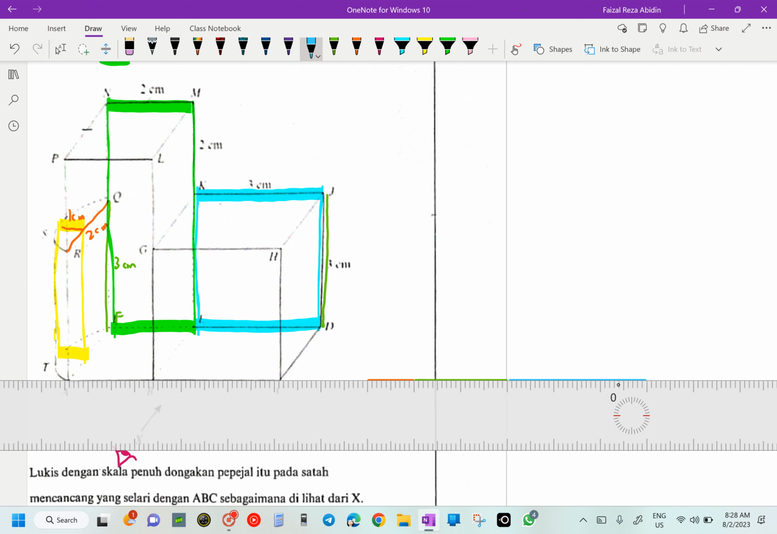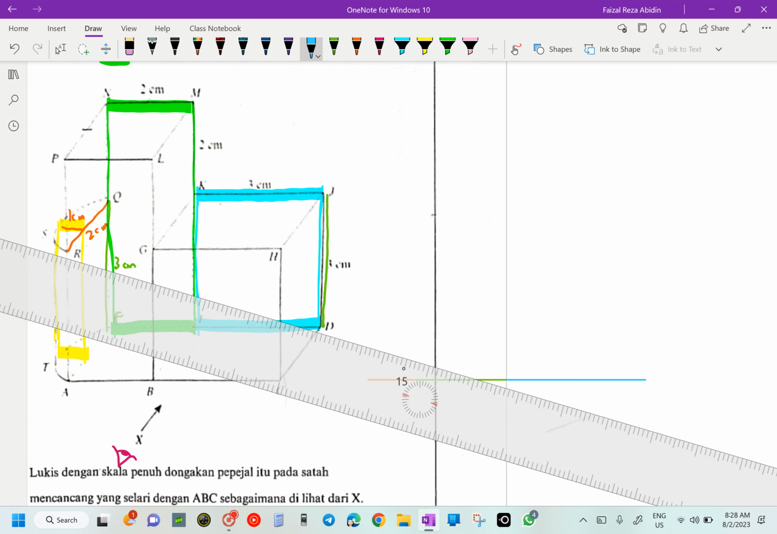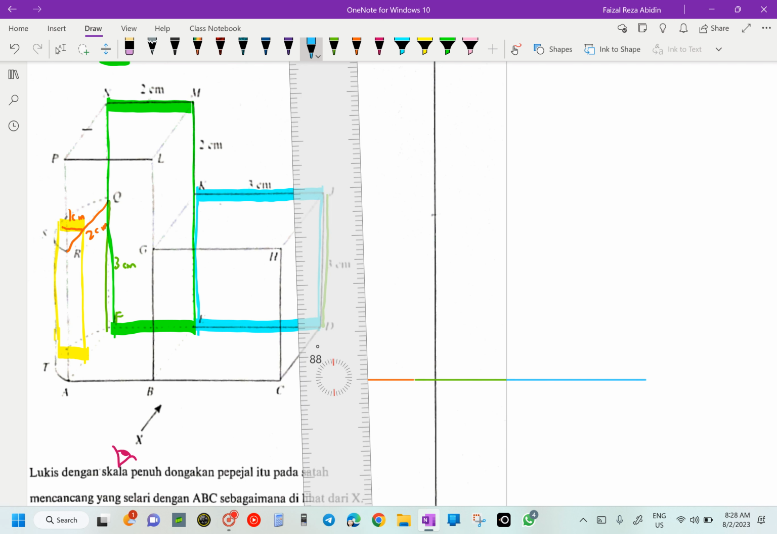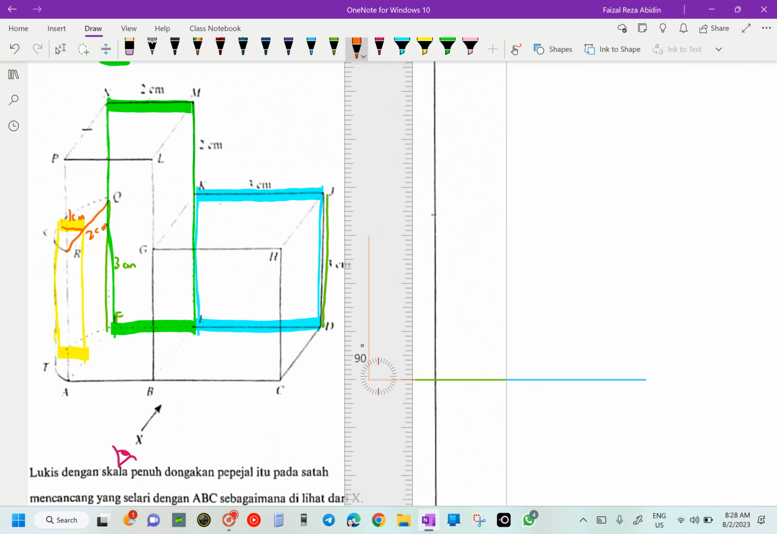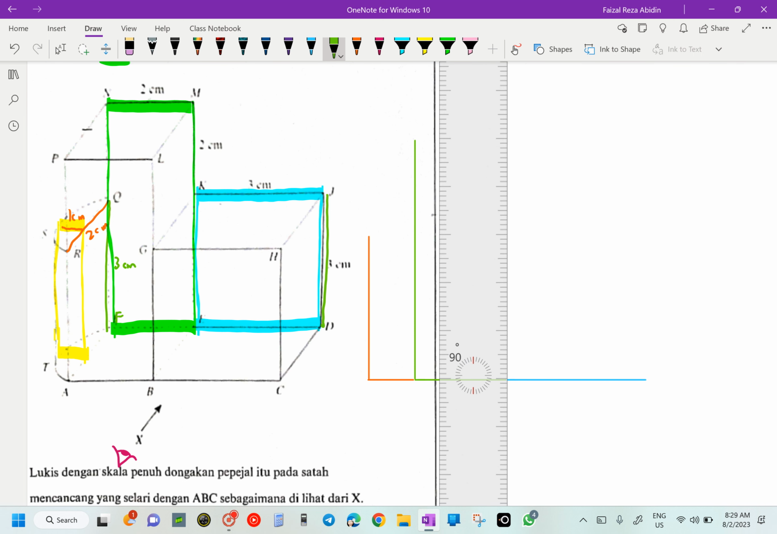Then, what you are going to have is our height. Okay, the yellow, I'm going to get 3 centimeter, kan? Betul tak, kelas? Okay, the yellow, we are going to draw 3 centimeter. So, upright over here, 1, 2, 3. Done. The green one, you are going to have 5 centimeter, because it's going to consist of 3 plus 2 here. 1, 2, 3, 4, 5. Done. The blue one, I'm going to get 3 centimeter.